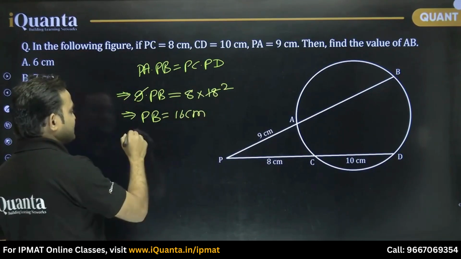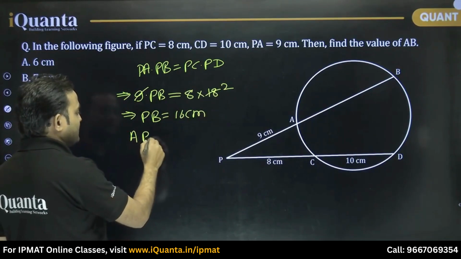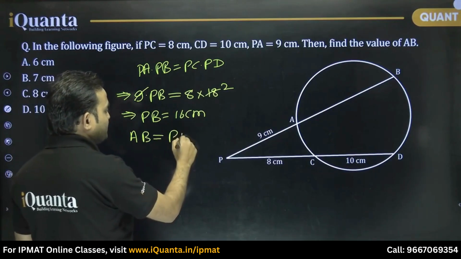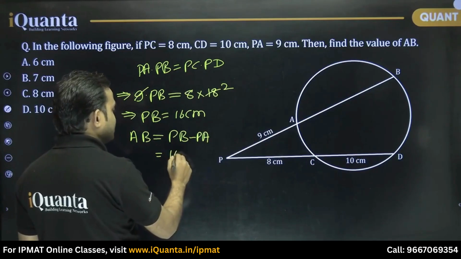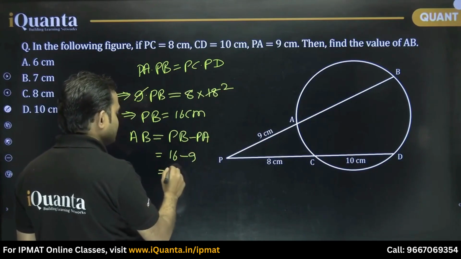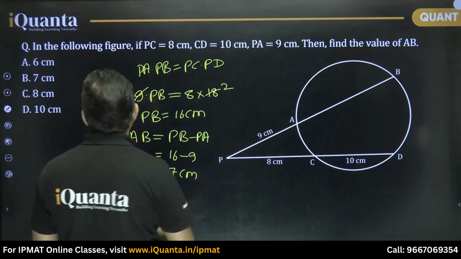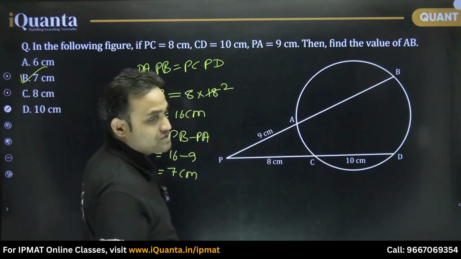If PB is 16 centimeter, can we say AB will be equal to PB minus PA? PB is 16 and PA is 9, which gives us 7 centimeter. And that is our answer, which is option B.